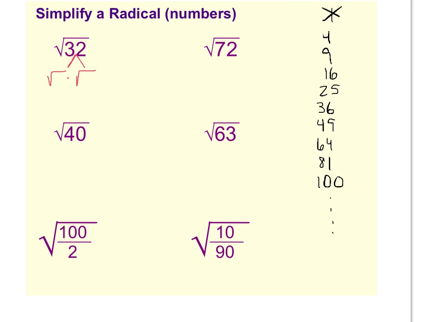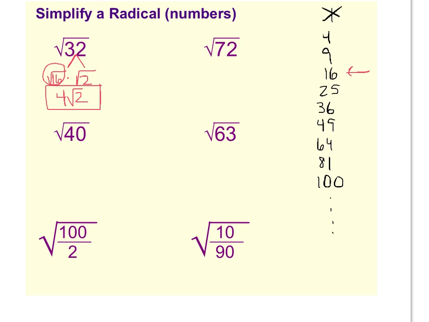But do we have any numbers over here that fit into 32? Our goal is to find the biggest number that fits into 32. So in this case, 16 is the number that's going to help us out. 16 fits into 32 2 times. So we took the 32, we broke it down into a 16 times a 2. Then we actually can take the square root of that 16. That's why we picked it. The square root of 16 is 4, and the square root of 2 stays the same. So the square root of 32 is equal to 4 times the square root of 2. That is the simplified answer.